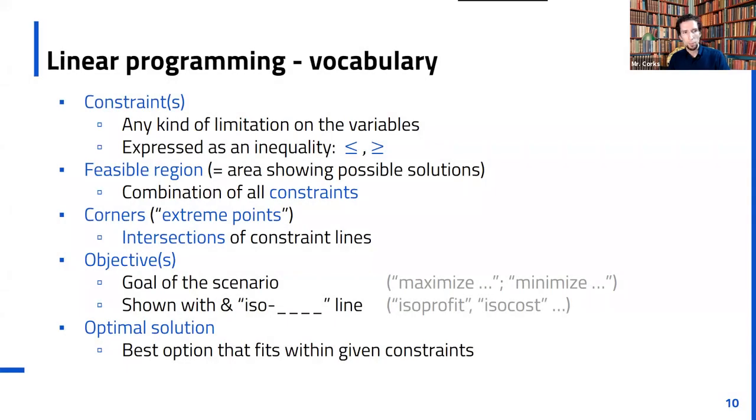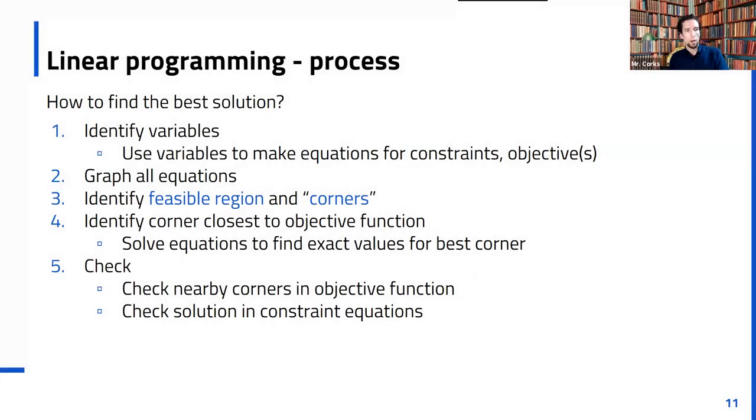So let me throw this up quickly. Constraints are the limitations on our problem. The feasible region is the area that shows the possible solutions. We care about the corners of that feasible region. Iso-profit, iso-cost lines, whatever, just show our objectives and our method here. So this part is important. We're going to use this to solve it.